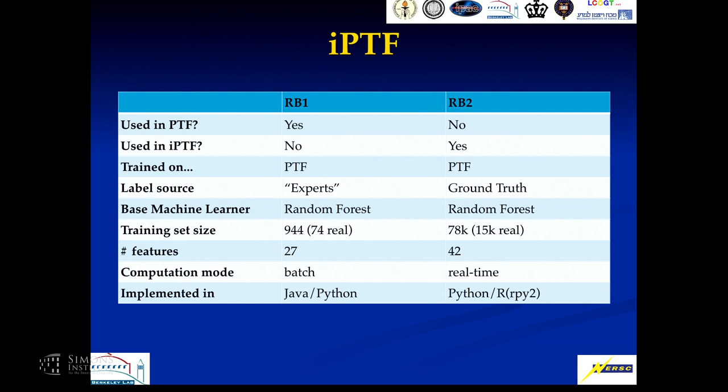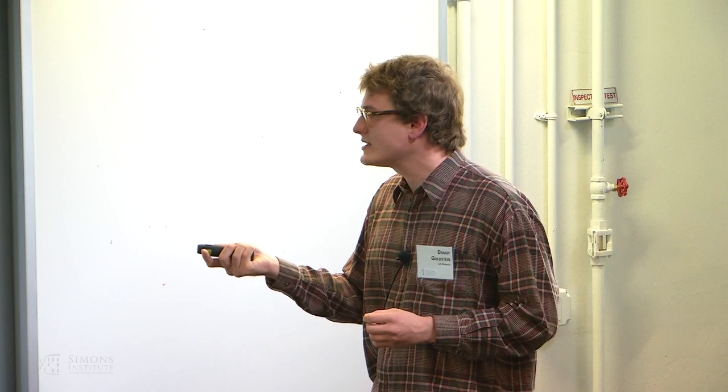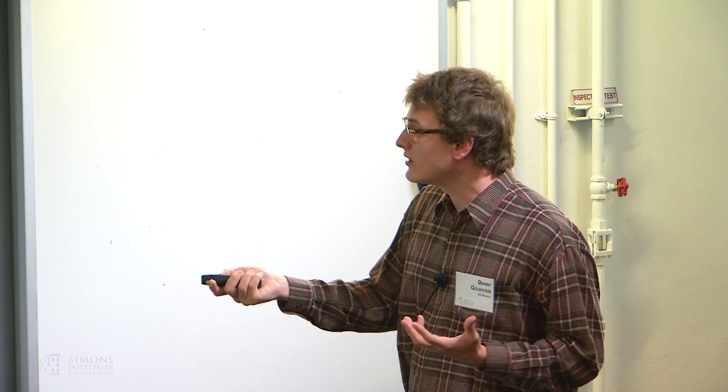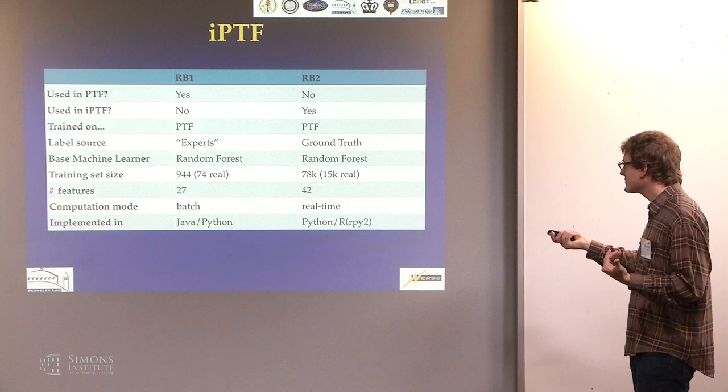And the main differences here were that this Real Bogus 2 classifier was used in iPTF. Both of these, Real Bogus 1 and Real Bogus 2, were trained on PTF data, but whereas the training set for Real Bogus 1 was done with this group of experts, this groupthink expert labeling, by the time of Real Bogus 2, there was already enough data that the survey had taken to build a training set of ground truth objects. And the training set was significantly larger. Now they were able to get about 78,000 sources to train with. And the complexity of the model also increased. So whereas they were using 27 time domain features, or shape and brightness features, to classify objects with Real Bogus 1, now they were using 42 for Real Bogus 2.